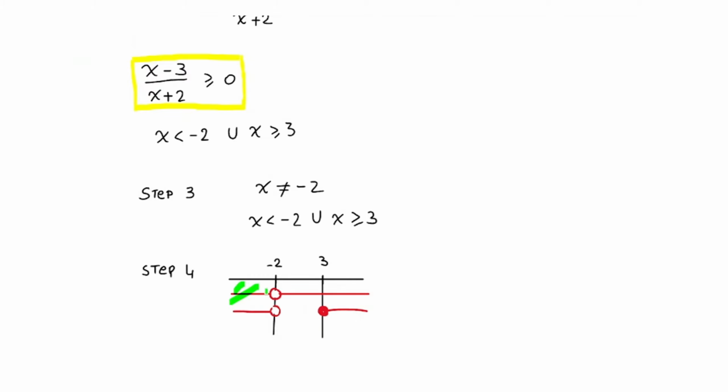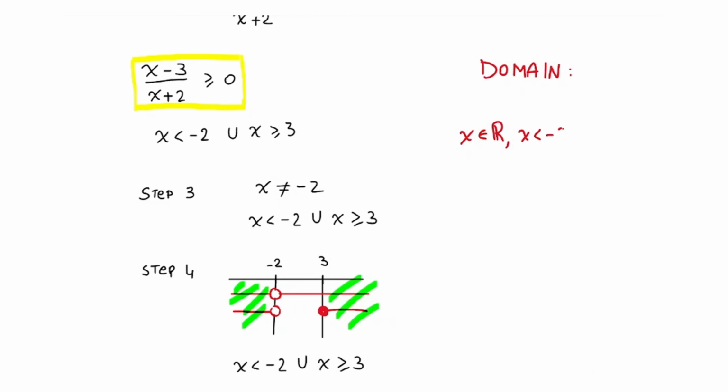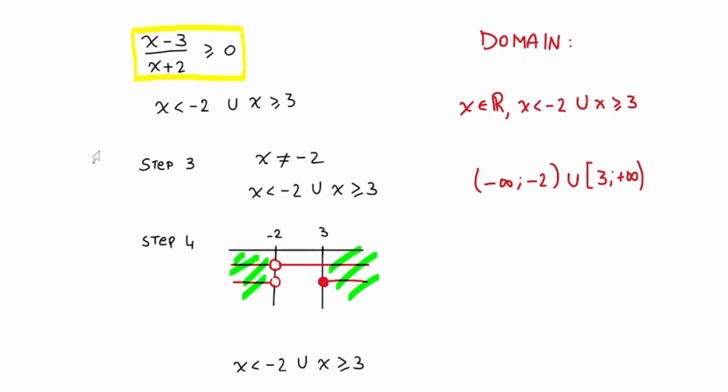Now we look at where both conditions are satisfied at the same time. We take only the parts where the two conditions overlap. So we get x less than -2 or x greater than or equal to 3. Now let's write the domain. The domain is x belongs to the real numbers, such that x is less than -2 or x is greater than or equal to 3. We can also write this in interval notation as from -infinity to -2, union from 3 to +infinity.